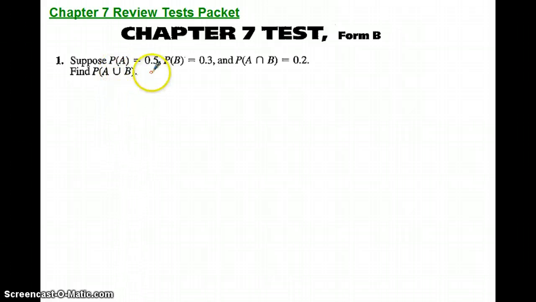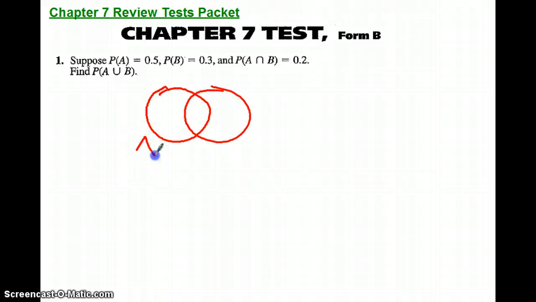Suppose the probability of A happening is half, the probability of B happening is 0.3, and the probability that they both happen together, their intersection, is 0.2. Find the probability that either one of them happens. Well, you could think of this as a Venn diagram. I think the Venn diagrams in this section are very helpful. Let's call this A, let's call this B, and we want to find the probability of either one. The probability of A and B is what we would call the intersection.